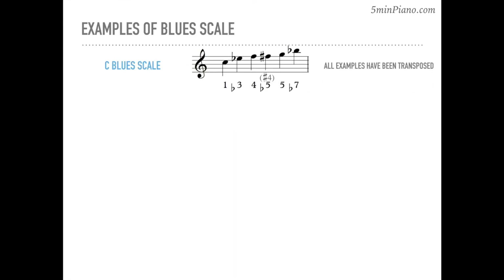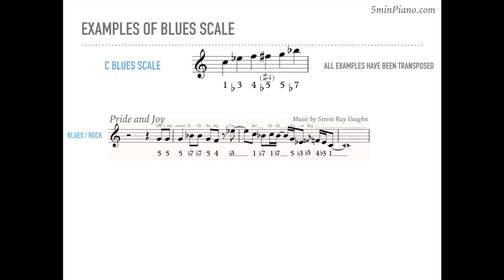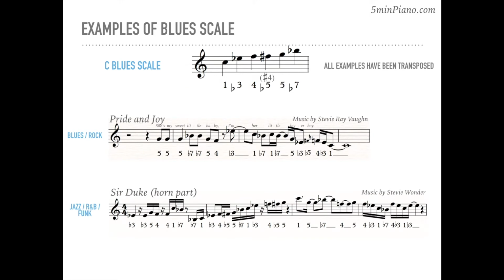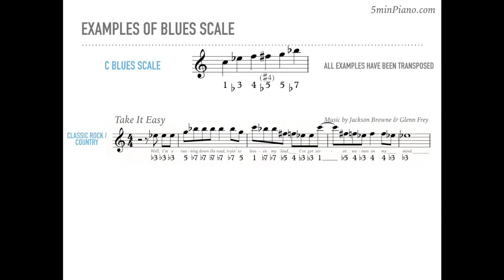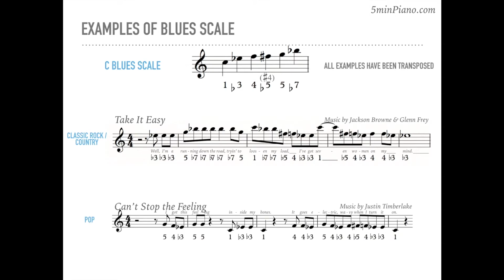The blues scale can be heard in all sorts of genres. Blues, of course, like Stevie Ray Vaughan's Pride and Joy. Also in jazz, R&B, funk music, like Stevie Wonder's Sir Duke. Here's the horn part. In classic rock or country music, here's Take It Easy by the Eagles. Or pop music, like Justin Timberlake's Can't Stop the Feeling.